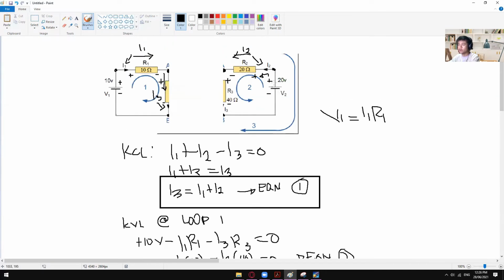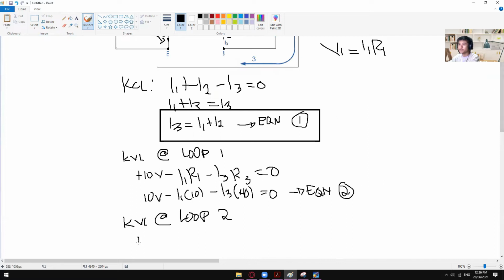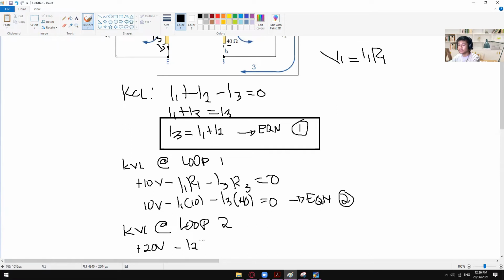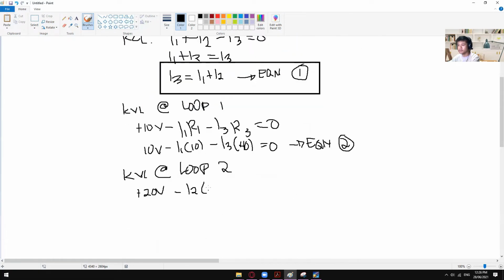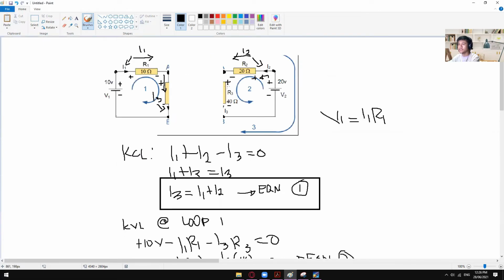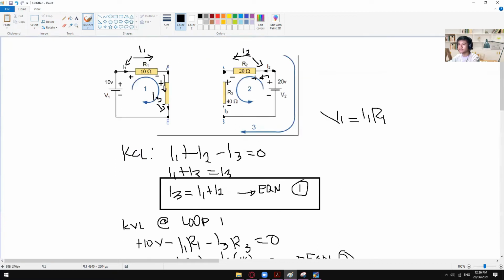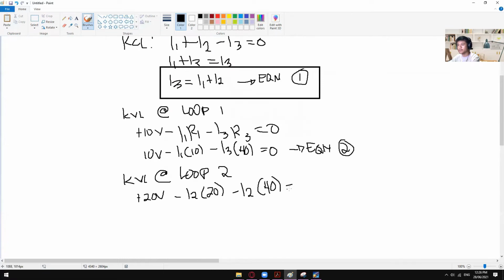So again, I always consider the leaving sign. So we have here positive 20 volts. Okay. Then, of course, it's now minus since we have a voltage drop on the R2. So this one will become I2 times R2, or we can already write the value of R2, which is 20 ohms, okay? Followed by the other voltage drop on the R3. So minus I2 times R3, which is 40 ohms, equal to 0. Okay, so this is now our equation number 3.